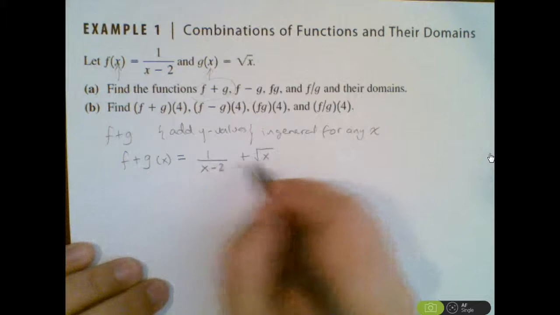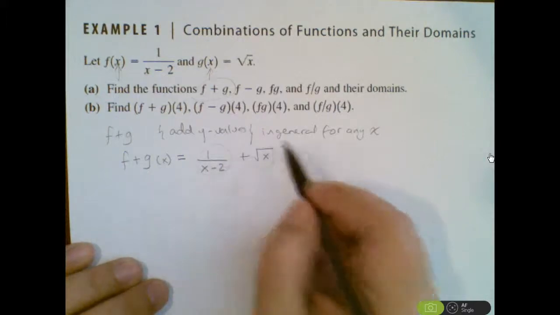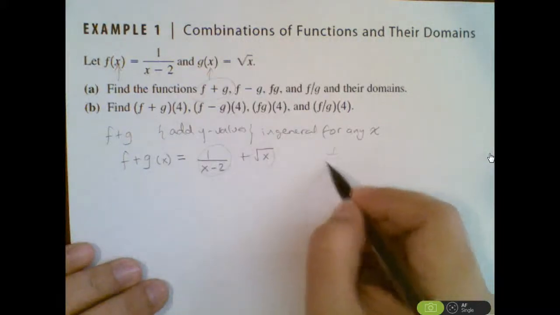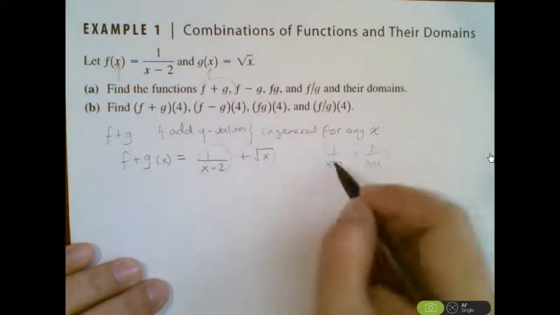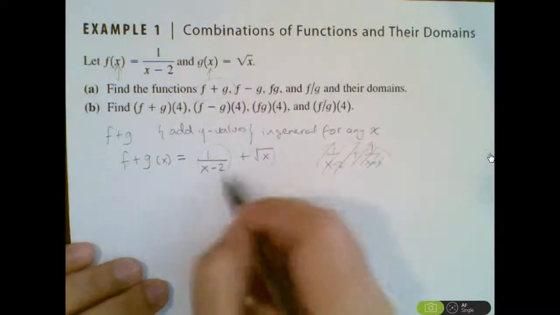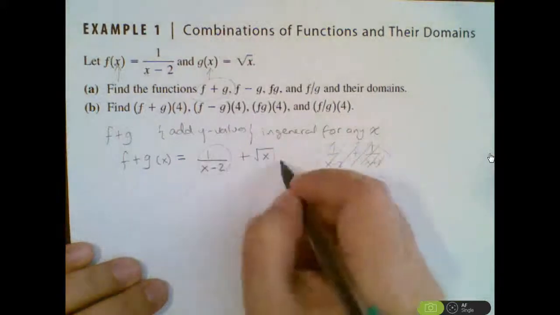I could add these two, this algebraic fraction with this square root, but I know it's not going to go anywhere. It's not like I have 1 over x minus 2 plus 1 over x plus 1. I know how to do these, and I would know how to do that too, but I know it doesn't go anywhere. It's not like I'm going to have a polynomial on the top or on the bottom, so it's okay to leave it like that.